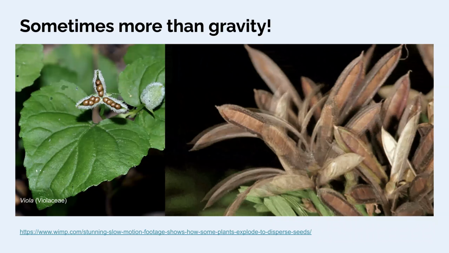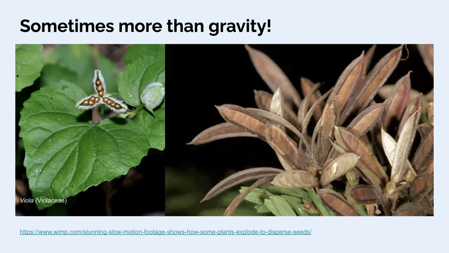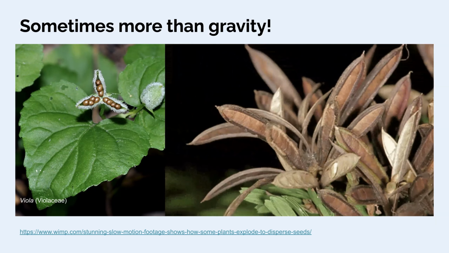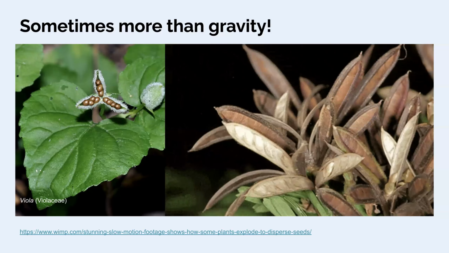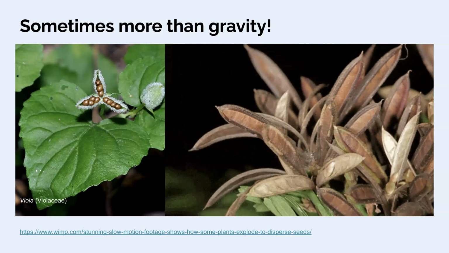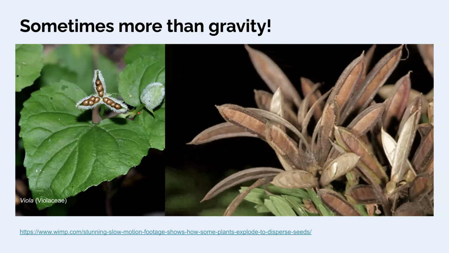And just a little note that sometimes there really is more than just gravity getting these around. Sometimes there's some interesting processes you don't think about until you research them more carefully. The one in the upper left, this is a violet. This is one we actually have around here. This is a yellow wood violet.